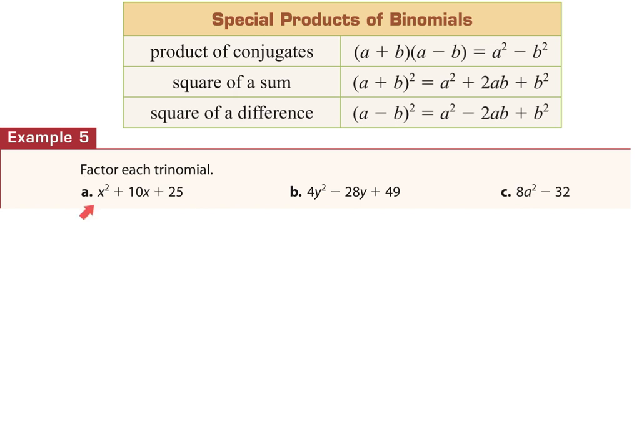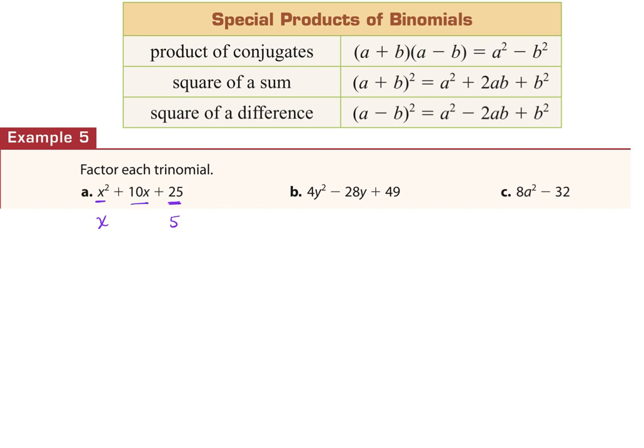If I look at this first one and I see an x squared and a 25, the first thing I'm going to check is, do I have a perfect square trinomial? How would I know that? Well, I'm going to look at the square root of this. That's x. I'm going to look at the square root of this. That is 5. X times 5 is 5x. If I double it, I get 10x.